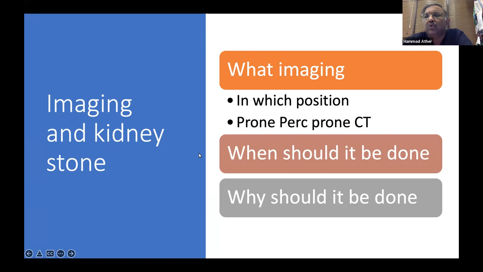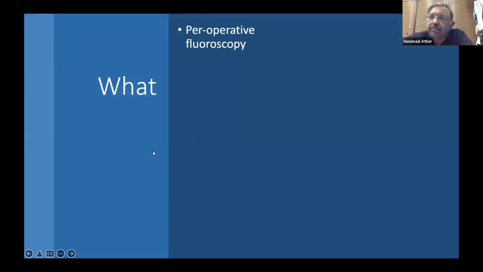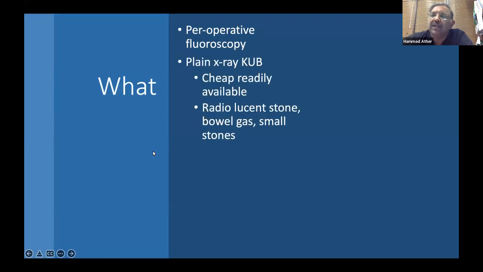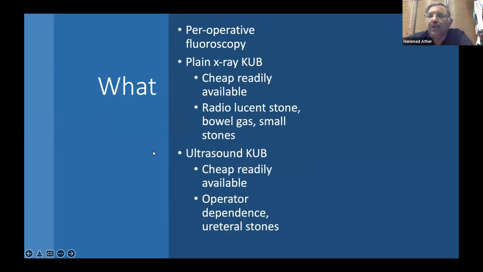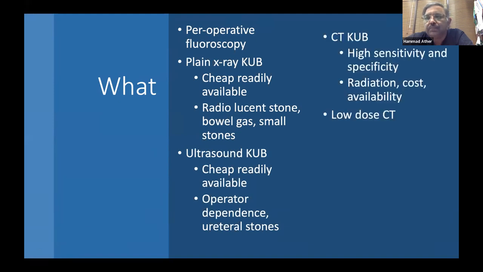So the questions about which imaging. As classical urologists, we used to do a lot of intravenous urography. This is mostly replaced by CT scan now. The use of CT scan has ushered in a new era. However, there are issues related to radiation.